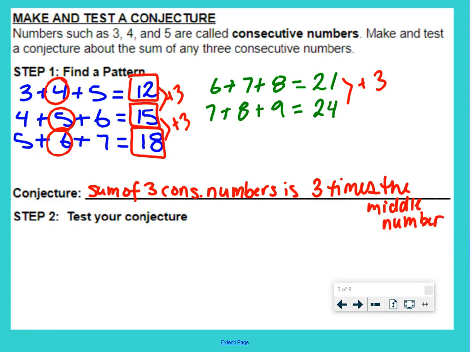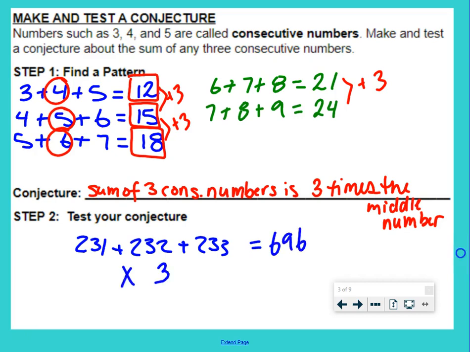Test your conjecture. Now this one we want to do with really large numbers. So let's just do 231 plus 232 plus 233. If we add those together, we get 696. Now let's test that. If we take 232 and multiply that by 3, we get 696 as well. So our conjecture is holding true for now.